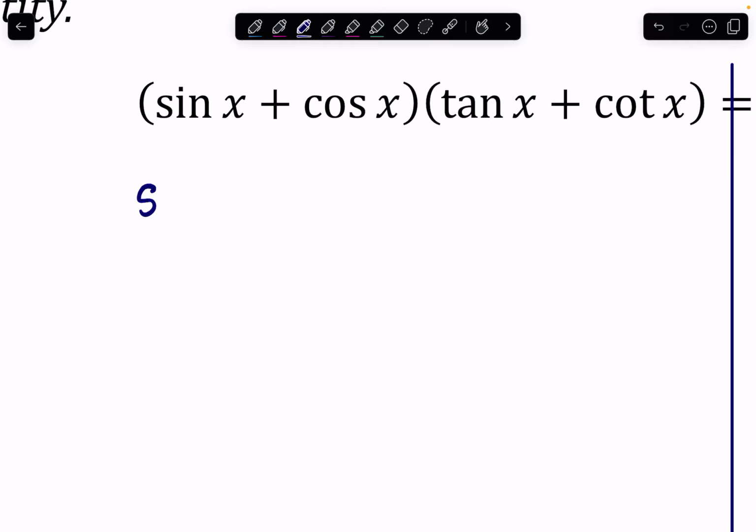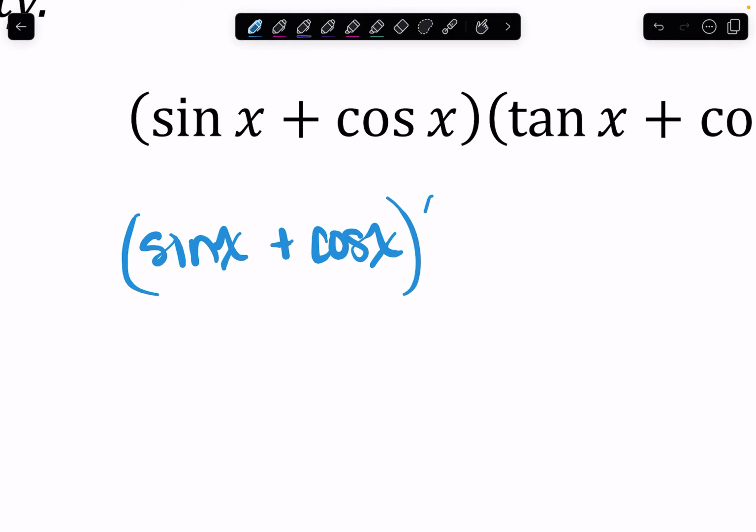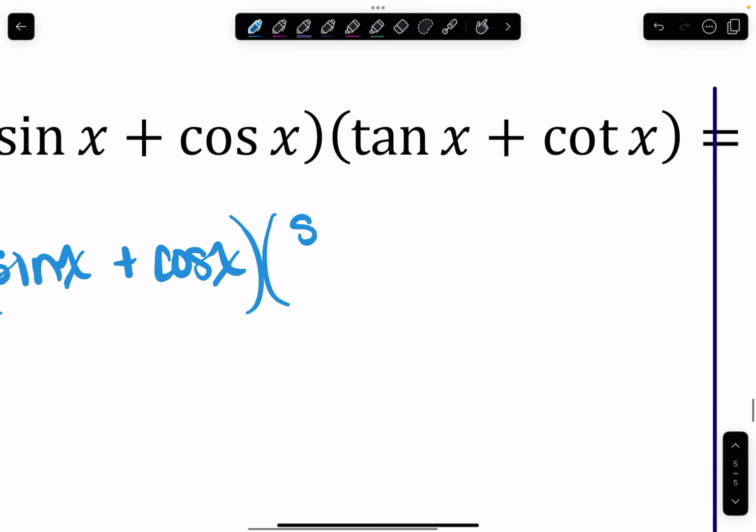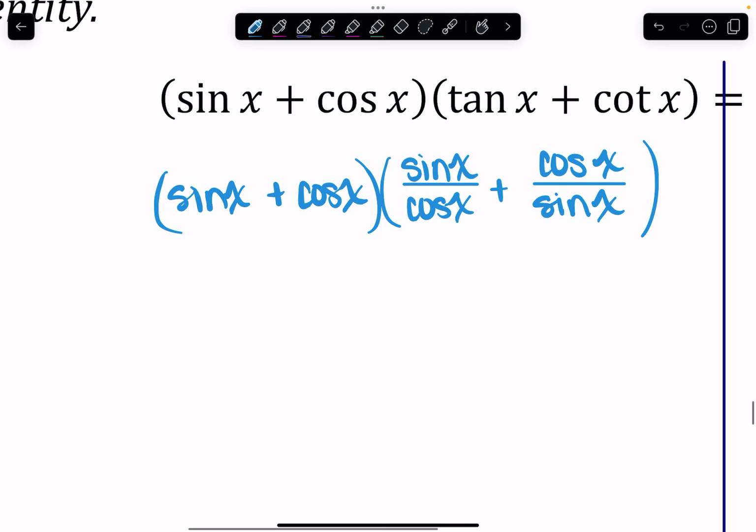That's the wrong color. All right, so sine x, cosine x. And then tangent is sine x over cosine x. And cotangent is the reciprocal, cosine x over sine x. Now I'm going to go through FOIL. So first, outside, inside, last.